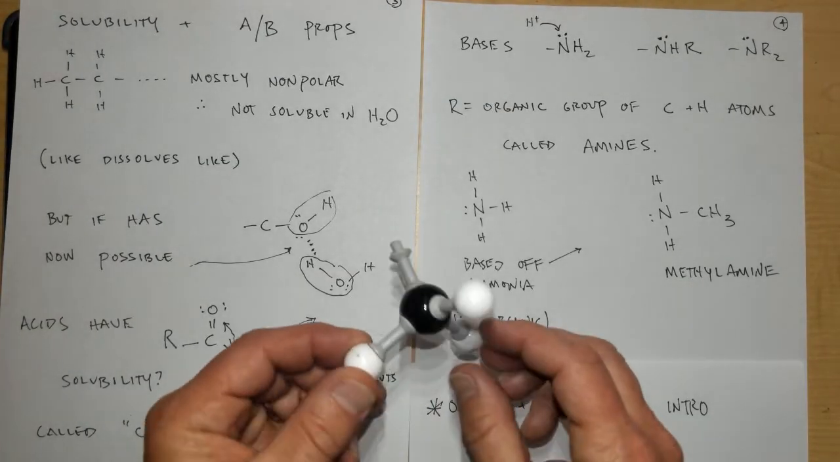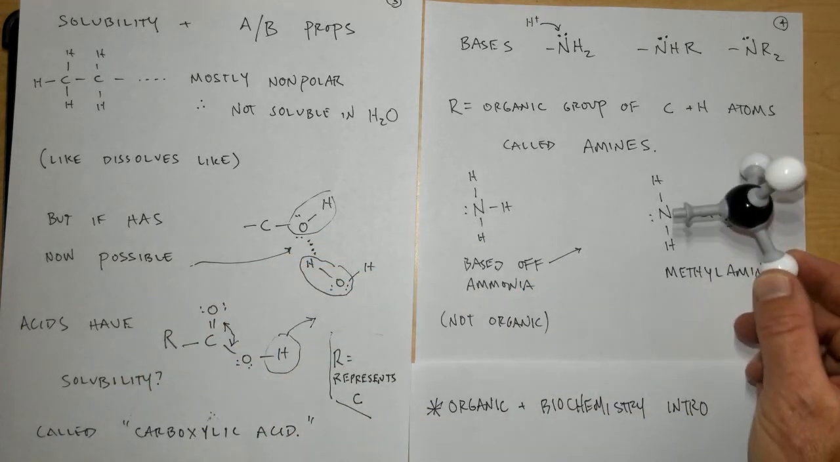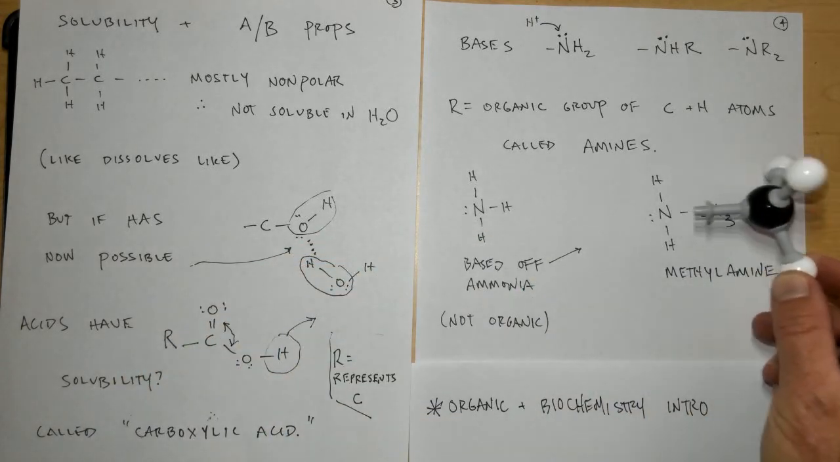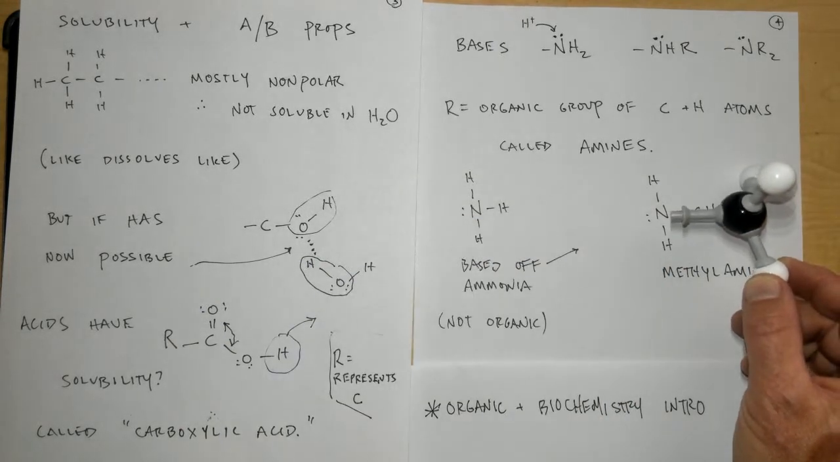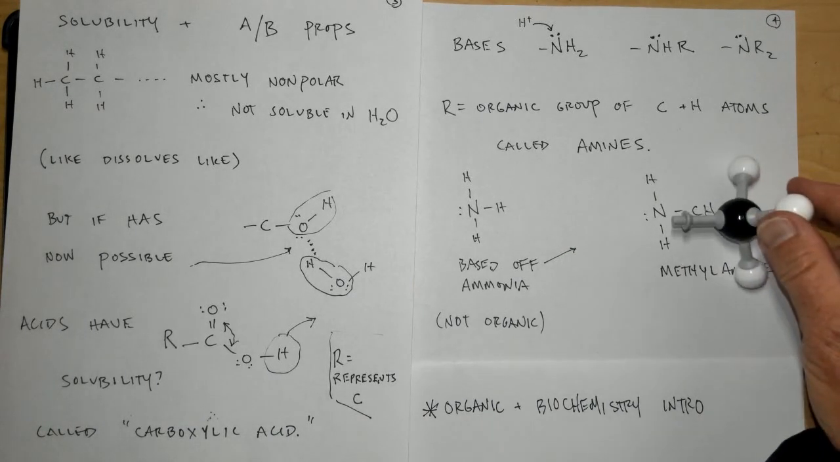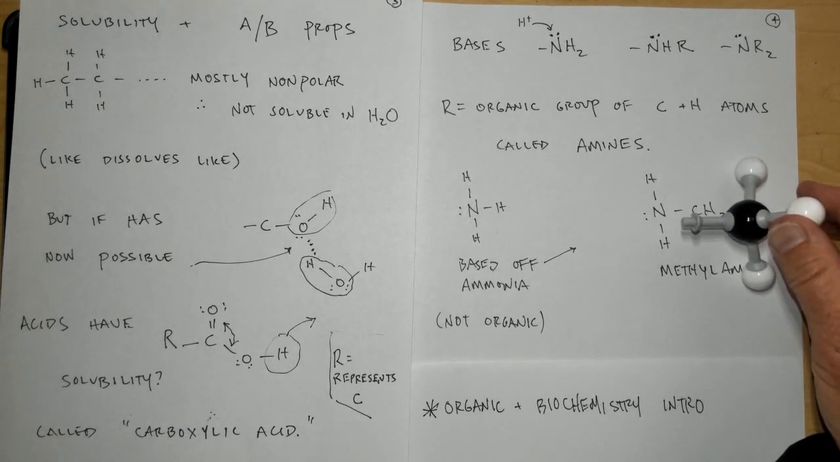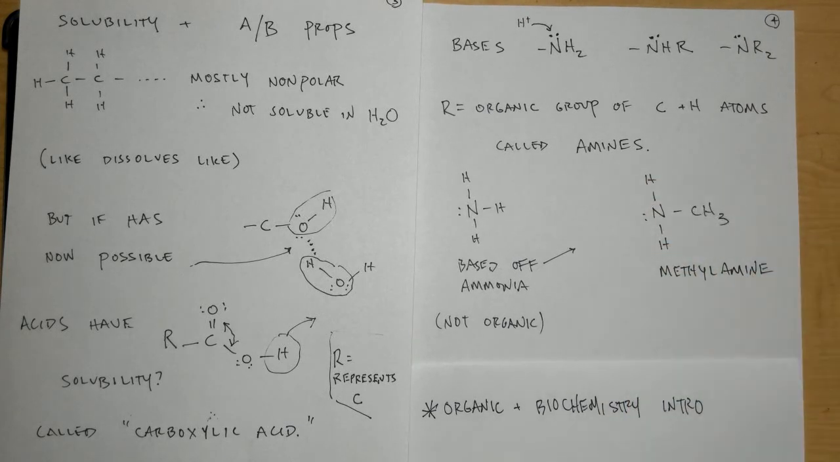This would be the methyl group then. We'd have 1, 2, 3 hydrogens coming off of a carbon, and that would be the substituent group that sticks off of the nitrogen right here. Actually, the nitrogen would be the substituent group coming off of the carbon. But this would be the base form right here of the methyl connected to the amine group, NH2.